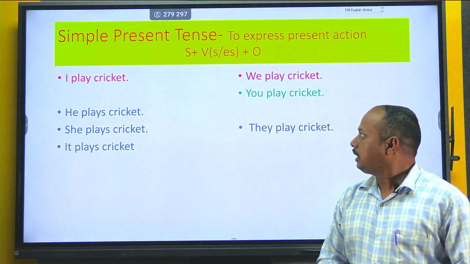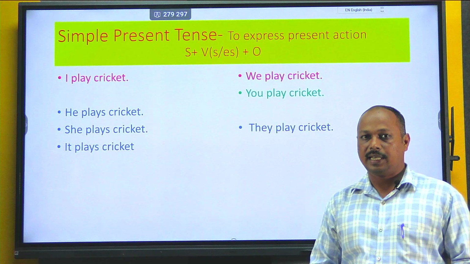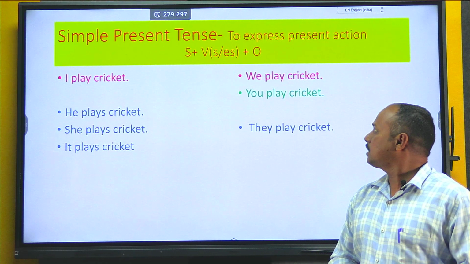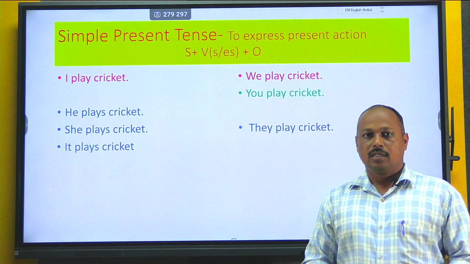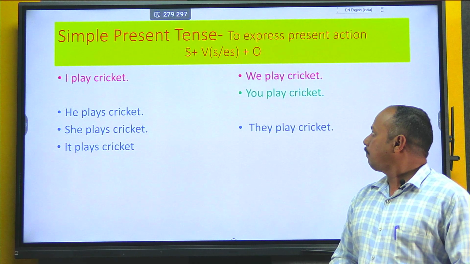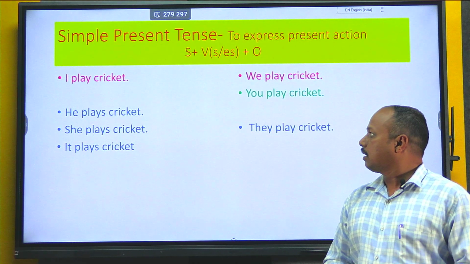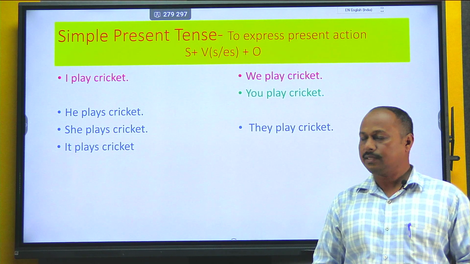The first one is simple present tense. The definition of simple present tense: it is used to express present actions. The structure of simple present tense is subject plus verb plus object. I will write here some examples of simple present tense.